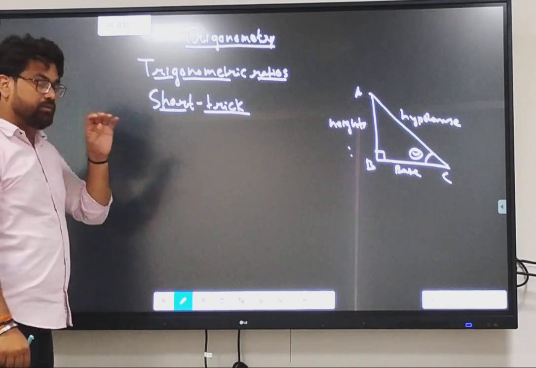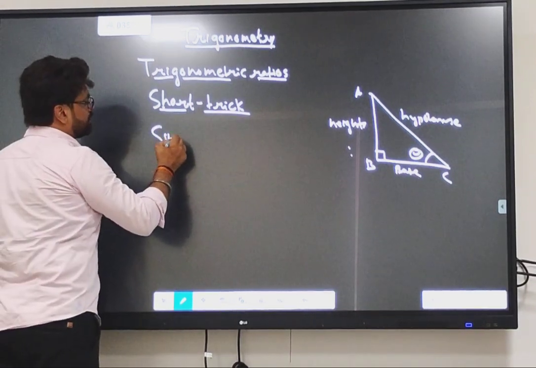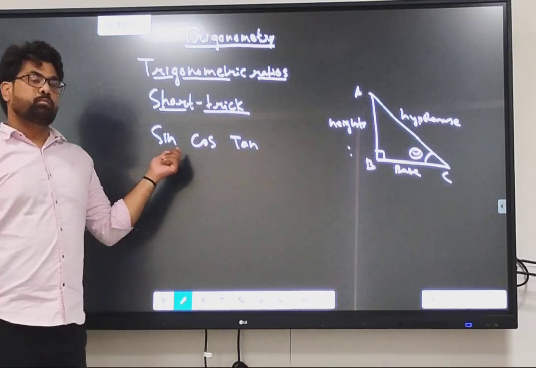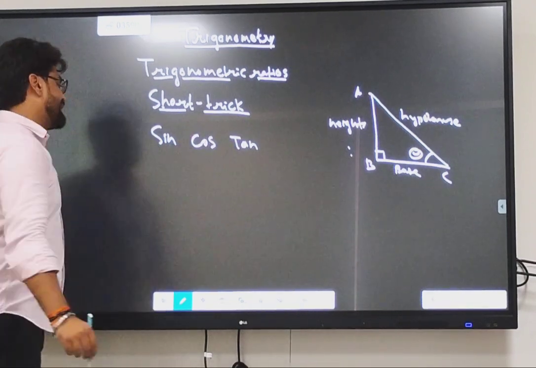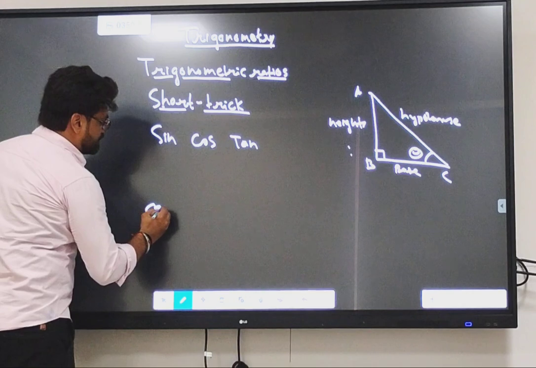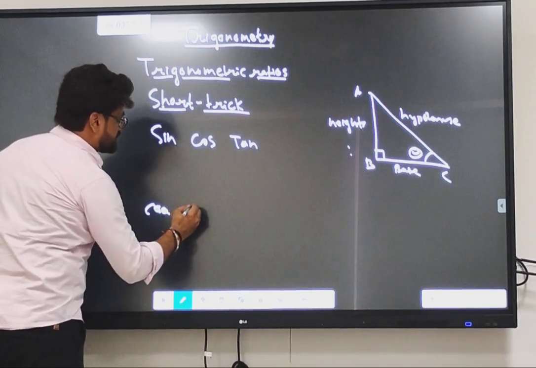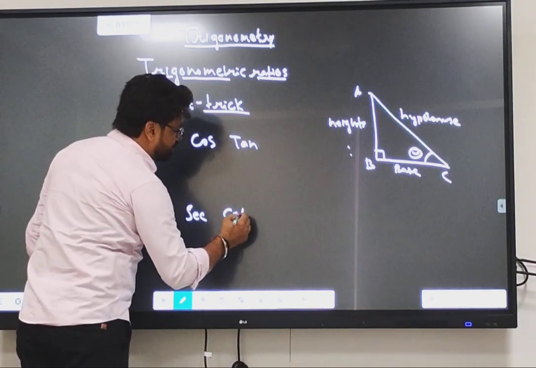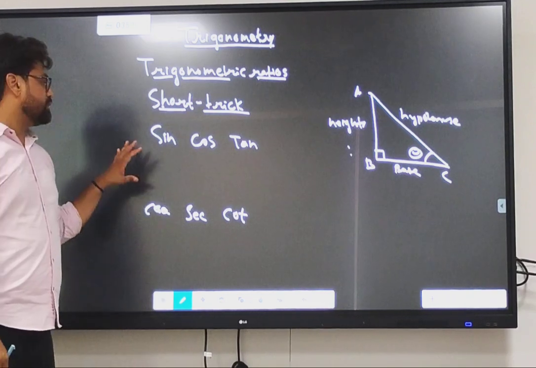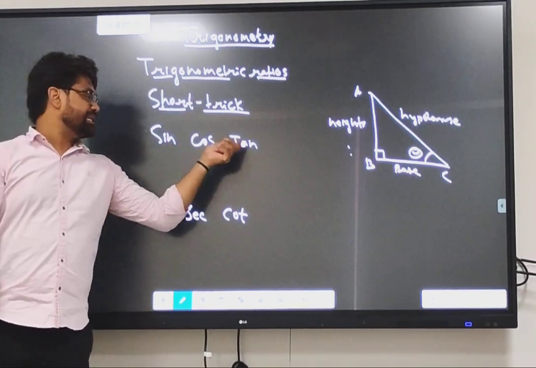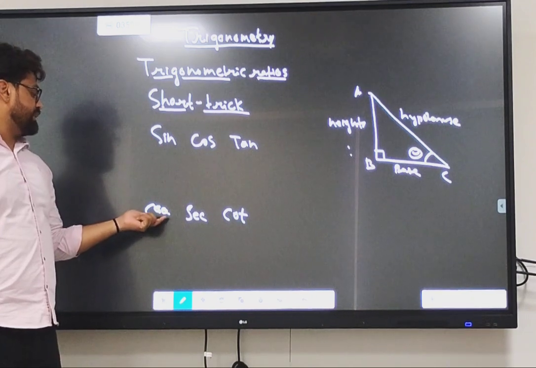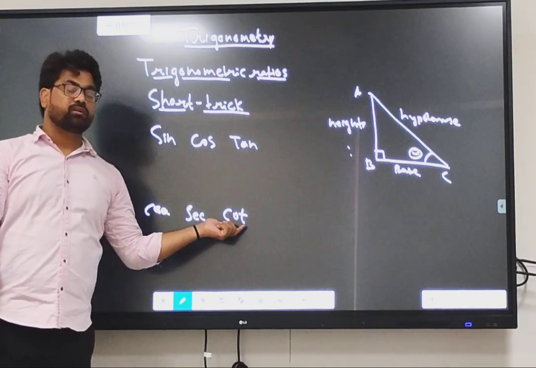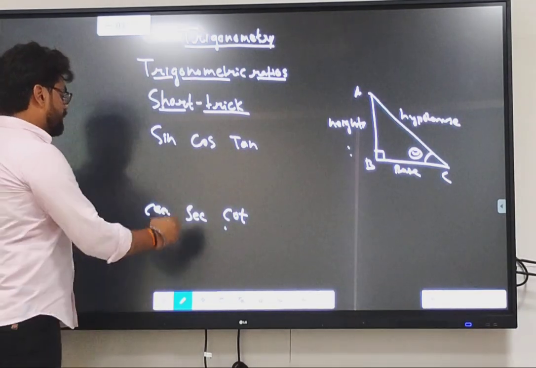See, basically what I will do, I will write sine, cos, tan. These are the basic ratios. Next we have the reciprocal of sine, that is cosec, the reciprocal of cos, that will be sec, and the reciprocal of tan, that will be cot. So I have written all 6 ratios in this manner: sine, cos, tan, and below sine the reciprocal cosec, below cos the reciprocal sec, and below tan the reciprocal cot.